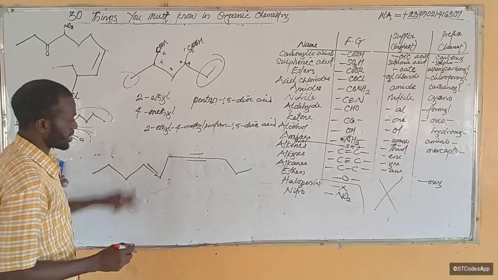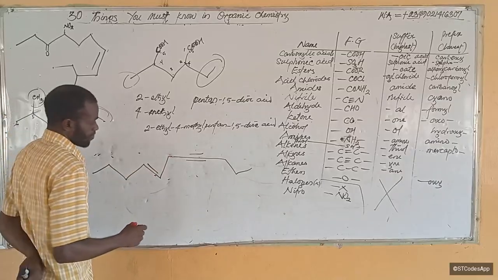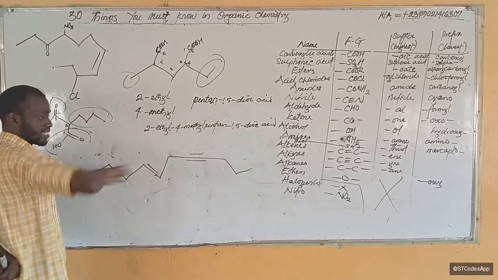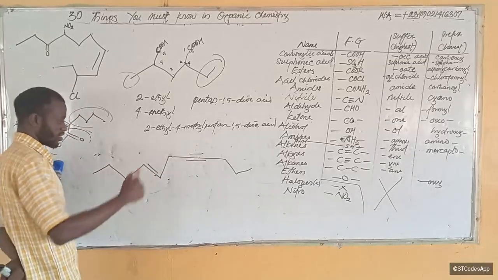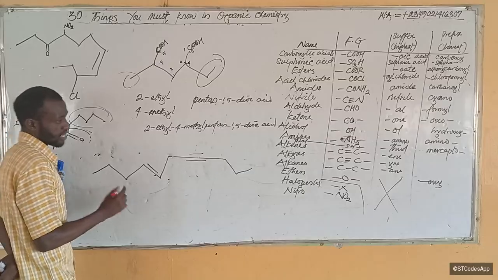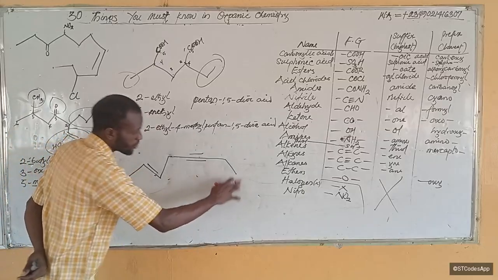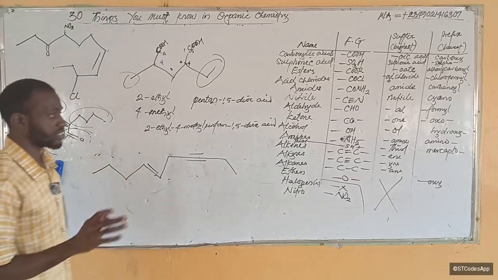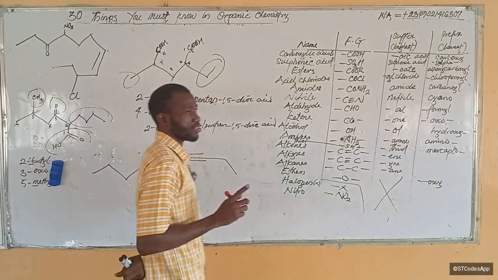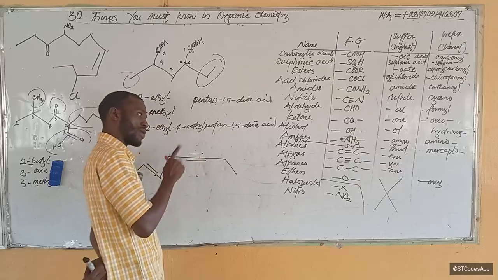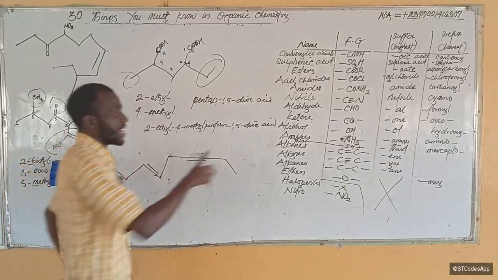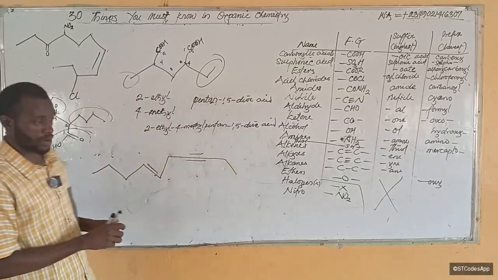Now what if I have something like this? So if I number in this direction, I will encounter, let's do it this way. You know what? I want you to see a situation where I will not have a choice than to give the alkyne the lowest number. Because here I've told you that alkene has the highest priority, right?